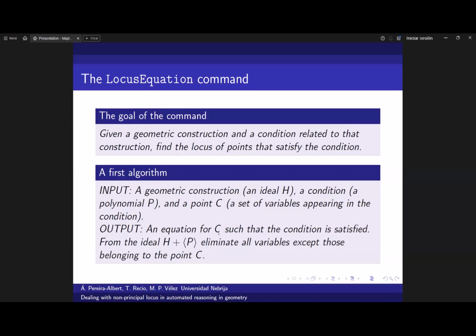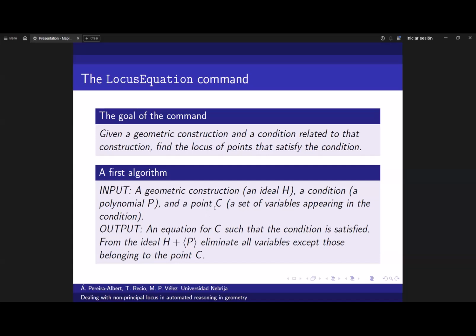If we translate the geometric construction into algebra, we can get a first algorithm to compute this. The geometric construction we can translate into an ideal of polynomials in many variables. We will see an example in a moment. The given condition is an additional polynomial, and then the point C is just the set of variables that need to appear in the condition, otherwise we wouldn't be doing anything.